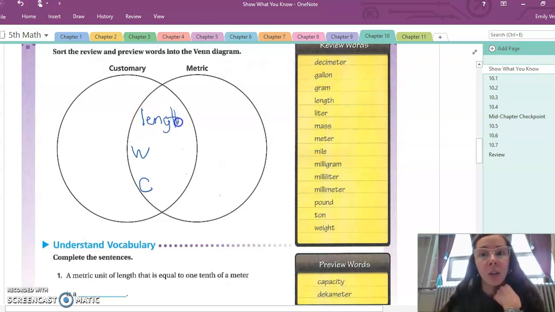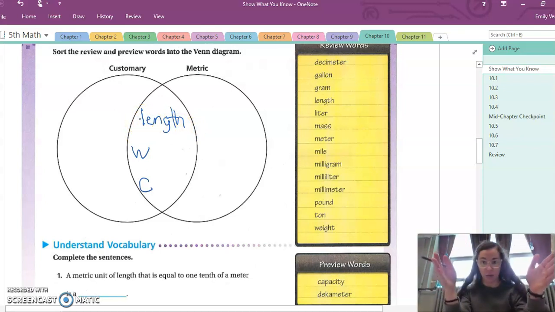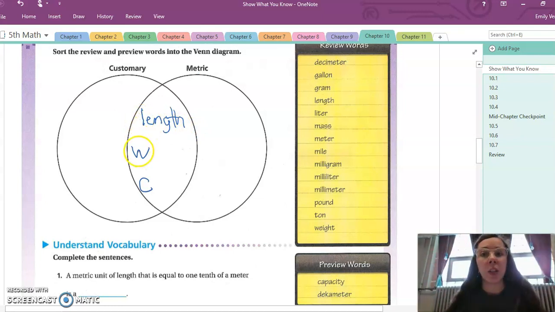The reason I know length fits in both is because customary and metric are just ways of measuring, and both of them measure length. They measure how long things are. Okay? So if that helps you with W and C, go ahead and fill those ones in if you didn't already. Let's look for a W word.